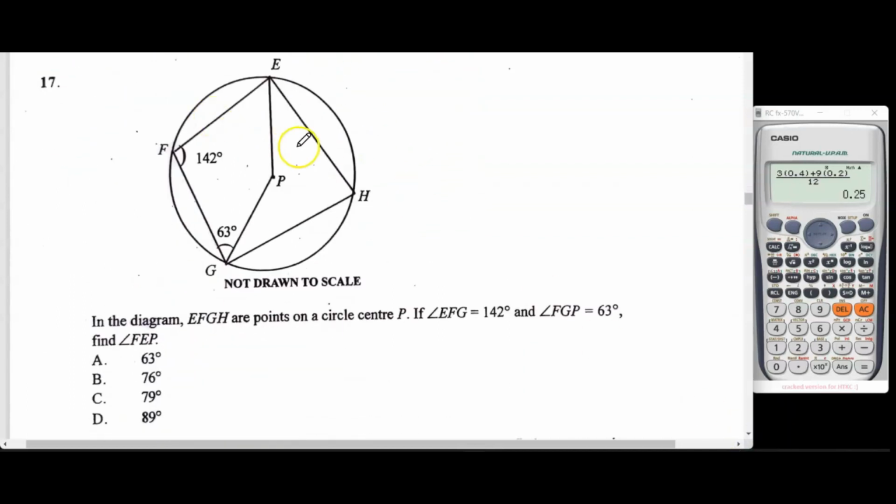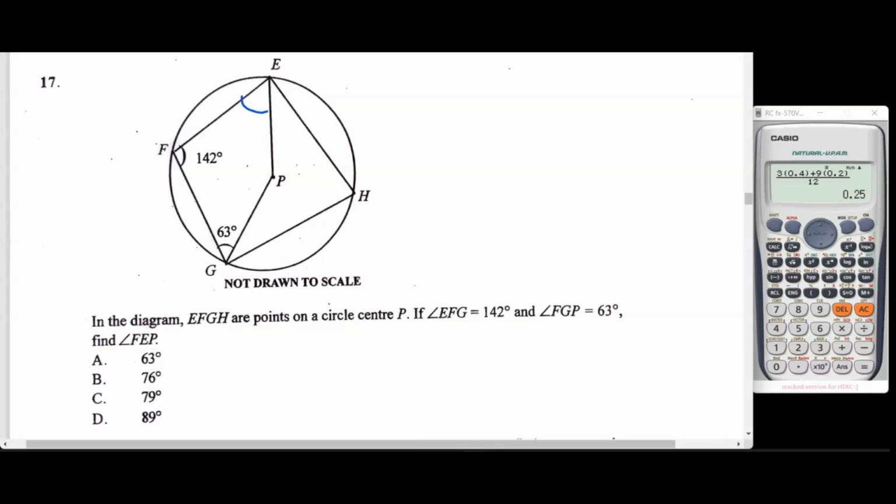Another circle theorem question. So from all indication, it says in the diagram, E, F, G, and H are points on the circle with center P. Now, if angle EFG is equal to 142 degrees and angle FGP is 63 degrees, find angle FEP. Where is angle FEP? So F, E, and P. We are looking for this angle. Very interesting question. I really love it.